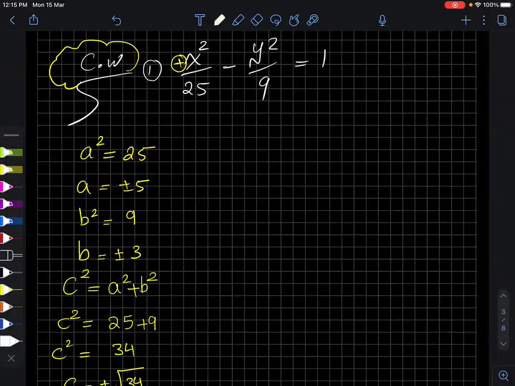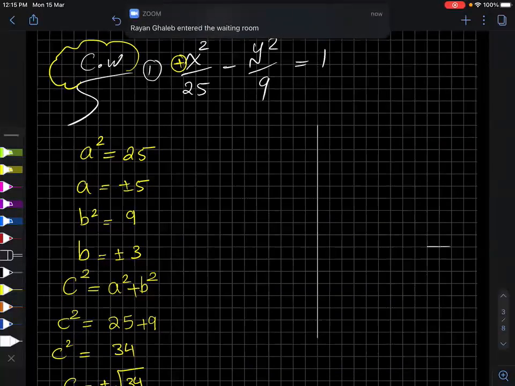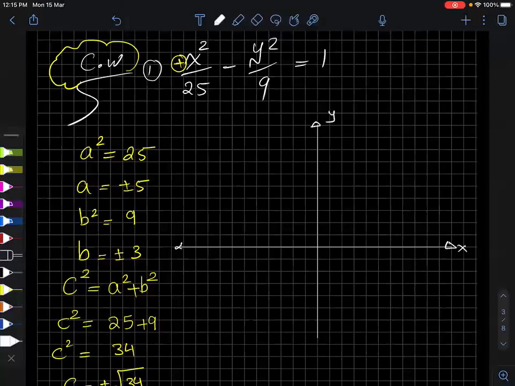Okay, to graph your hyperbola, let's graph. Draw first the coordinate plane, the x-axis and the y-axis. Let's start first by plotting the center. As you see, there is no h and k, only x squared and y squared in the numerators, so we have to plot the center as 0, 0. So my center now is 0, 0, this point.